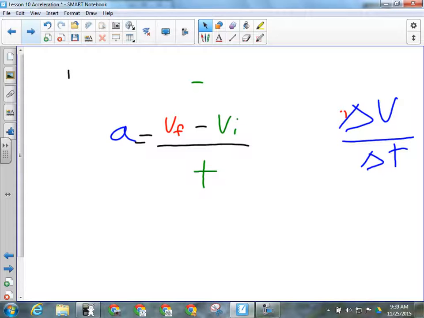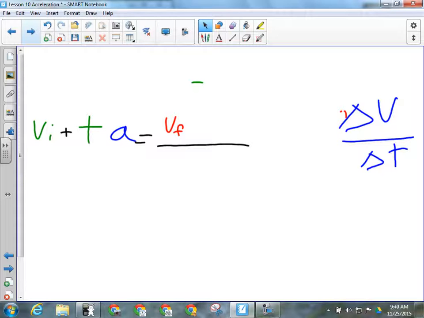I want to solve for VF. What should I move first? T. Yeah, I have to move T first because it's not attached to VF, is it? VI is attached to VF, but T is not. It's below it, so I can move T first. T is going to come over here. Now what do I do? I'm going to add VI to both sides. You wondered why I had that up there, didn't you? It's my plus sign. So now I've got VI plus T times A equals VF. Everybody okay with that one?